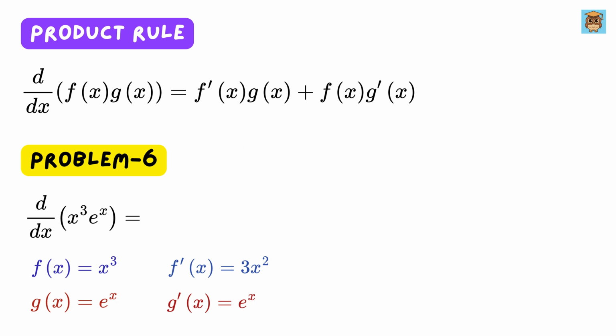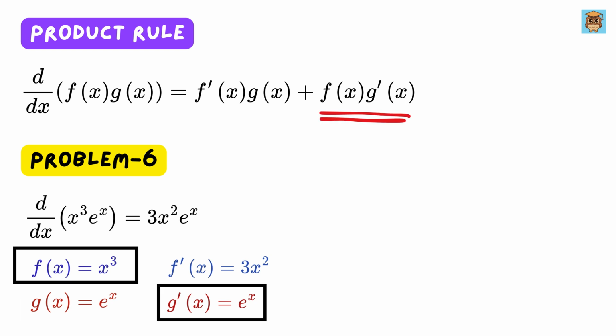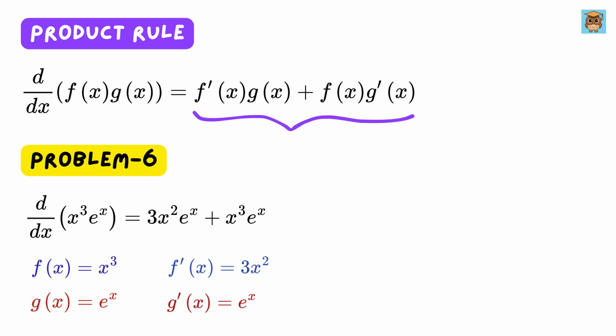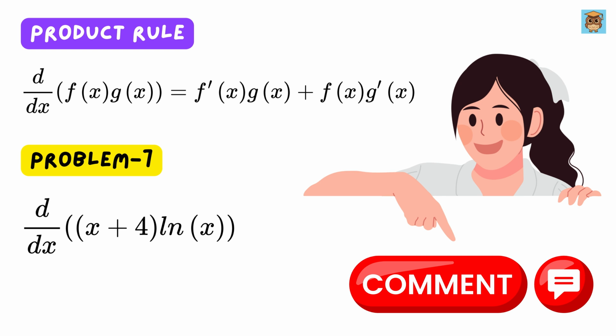Now, applying the product rule, we multiply f prime by g to get 3 times x squared times e raised to x, and then multiply f by g prime to get x cubed times e raised to x. Putting everything together, the final derivative is 3 times x squared times e raised to x plus x cubed times e raised to x. Now let me know in the comments what will be the derivative of this function. Use product rule to solve it.